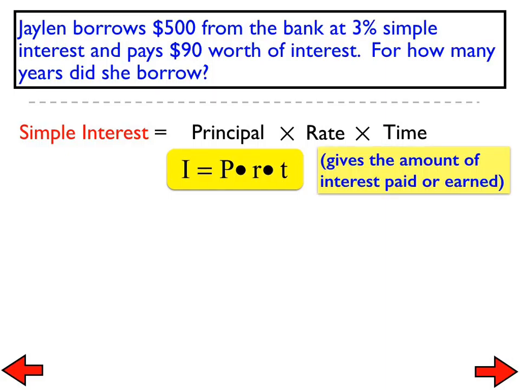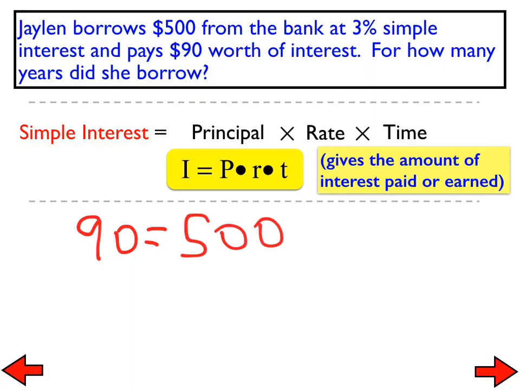So back to this Jaylen problem. I know that the interest is $90 because they already told me that. That was the answer that we've been solving for, but this time they already told me. How much is the principal? How much did she borrow? How many dollars? 500. Do they also tell us the rate? 3%. Now, remember I said it has to be a decimal. So what is 3% as a decimal? 0.03. And then, do they tell us the time in years? No. Nope, that's what we're looking for.